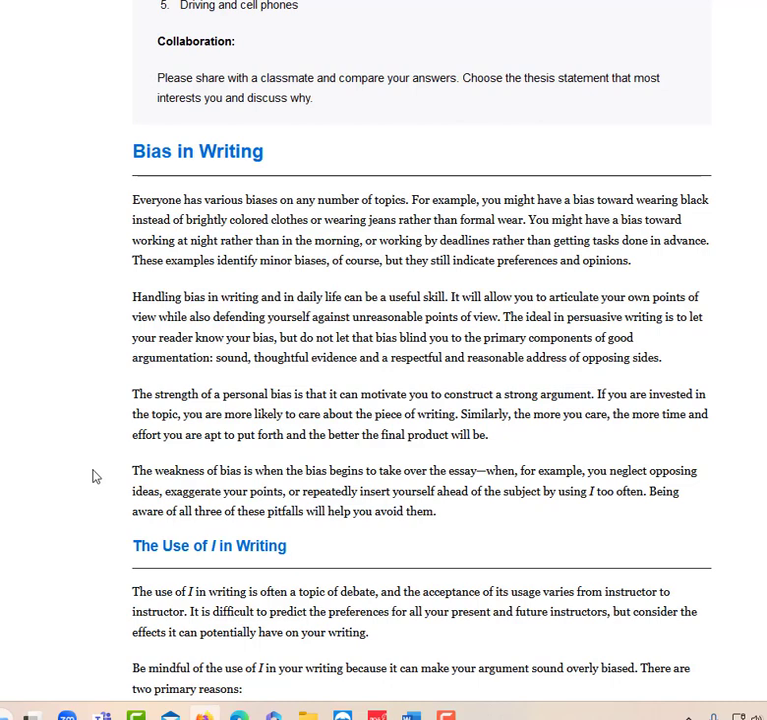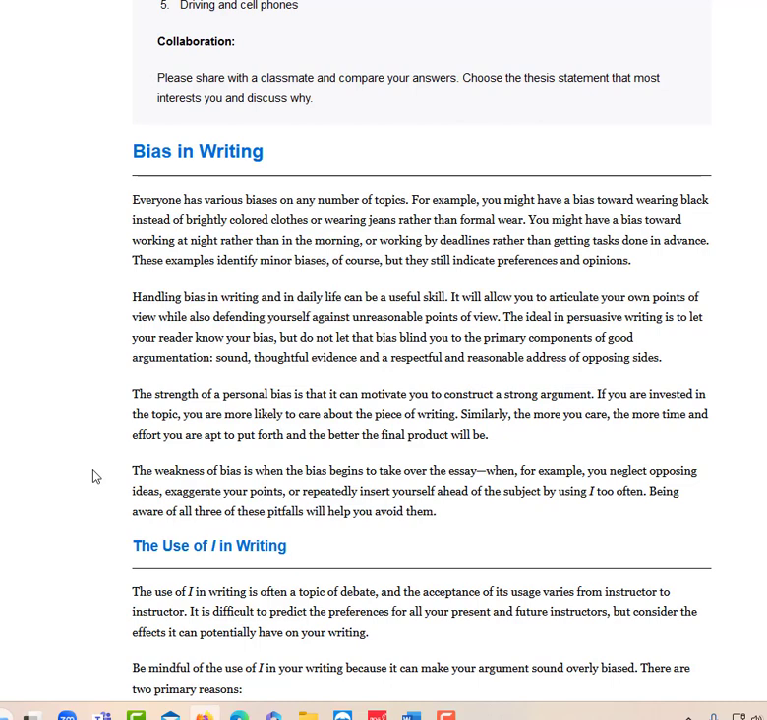Handling bias in writing and in daily life can be a useful skill. It will allow you to articulate your own points of view while also defending yourself against unreasonable points of view. The ideal in persuasive writing is to let your reader know your bias, but do not let that bias blind you to the primary components of good argumentation: sound, thoughtful evidence, and a respectful and reasonable address of opposing sides.